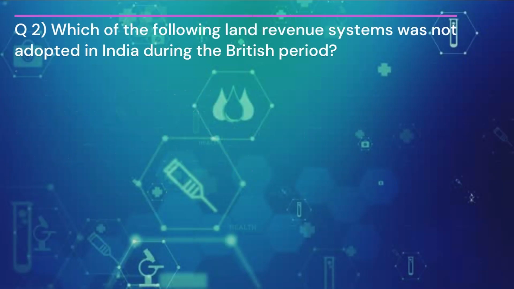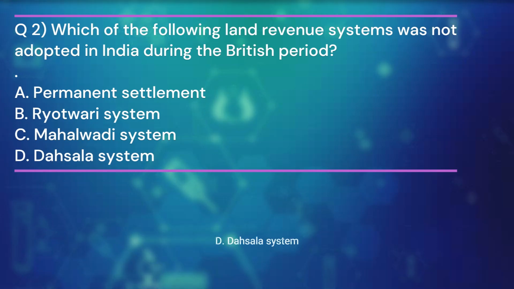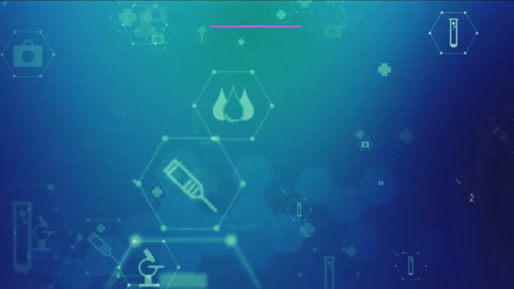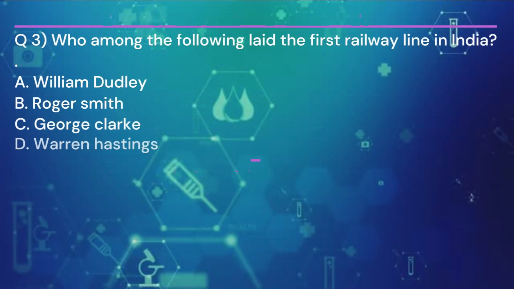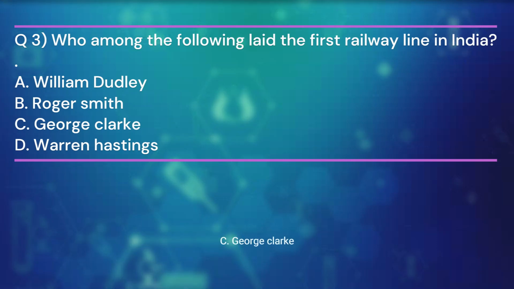Question 2. Which of the following land revenue systems was not adopted in India during the British period? And the answer is D. The Sala system. Question 3. Who among the following laid the first railway line in India? And the answer is C.